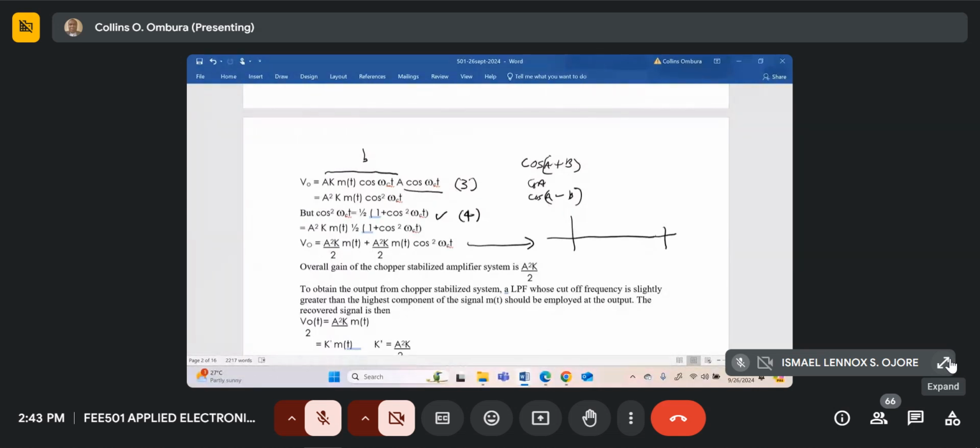Yes. I think the term in the bracket should be 1 plus cos 2 omega ct, not cos squared omega ct. I don't know, mistake, eh? Okay, let's do it from first principle for everybody. You know, I also make mistakes sometimes typing.